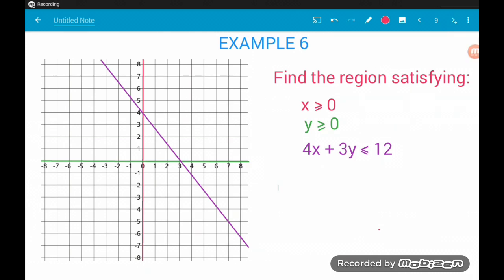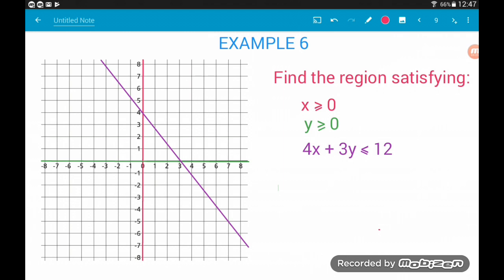Okay then, the last example for this video. So this time we want x to be greater than or equal to 0, y to be greater than or equal to 0, and 4x plus 3y to be less than or equal to 12. So the x and y separate inequalities rule out quite a big part of our graph.